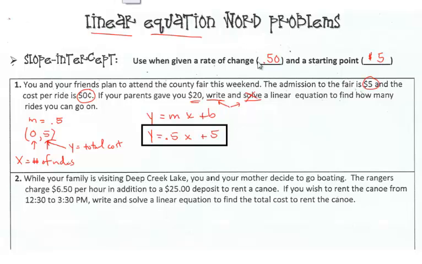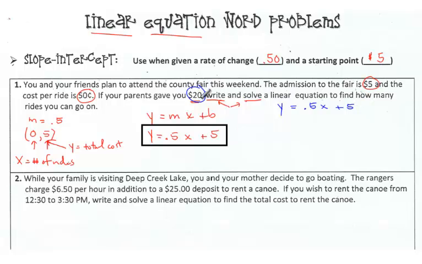Now we're going to go back. Initially I said I didn't want to worry about solving the equation, but now I do. I've answered part A. Now I'm going to use what I have from part A to actually solve for this specific situation where they've given me $20. I have my equation, y equals 0.5x plus 5.